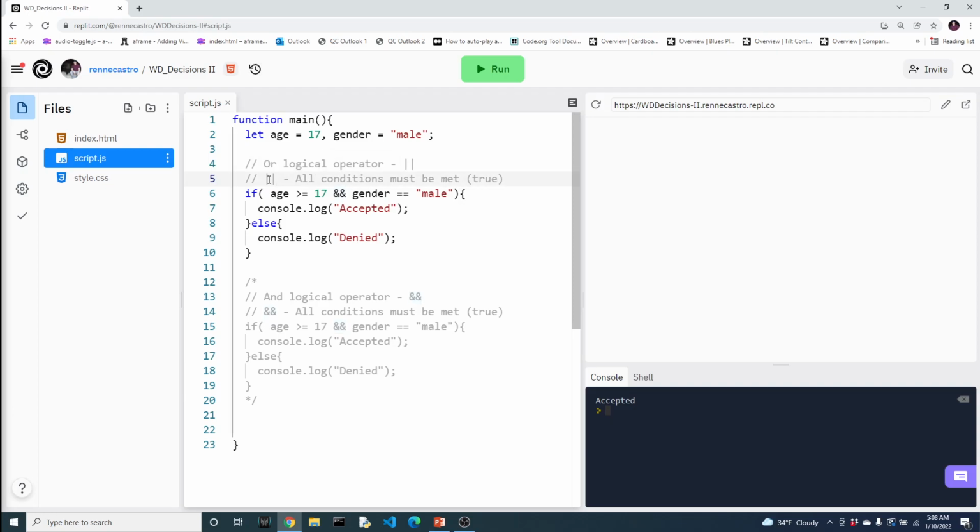Now, again, using our understanding of the OR operator, you've used it in your everyday language. You're going to do this or that. So it's like one or the other or possibly both. So with an OR condition, at least one condition must be met for the whole thing to be true.